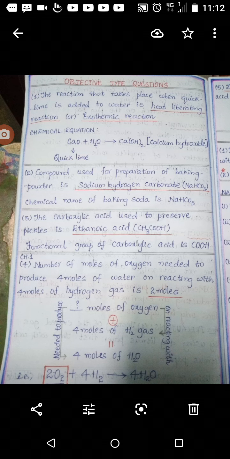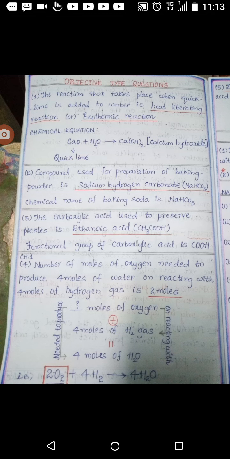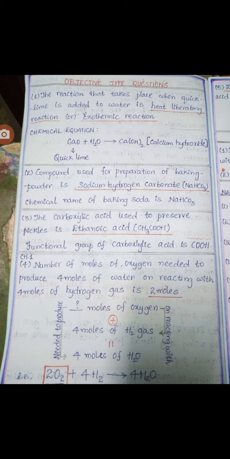Number of moles of oxygen needed to produce 4 moles of water on reacting with 4 moles of hydrogen gas is a dash. Now look at its bottom students. Dash moles of oxygen reacts with 4 moles of hydrogen gas to give rise to 4 moles of water. Write down in the form of equation, students, and balance it. We get the number of moles of oxygen, that is dash, plus 4 moles of hydrogen gives rise to 4 moles of water. On balancing it we get 2 moles of oxygen. So 2 moles of oxygen reacts with 4 moles of hydrogen gas to give rise to 4 moles of water. With this students, fourth bit is completed.